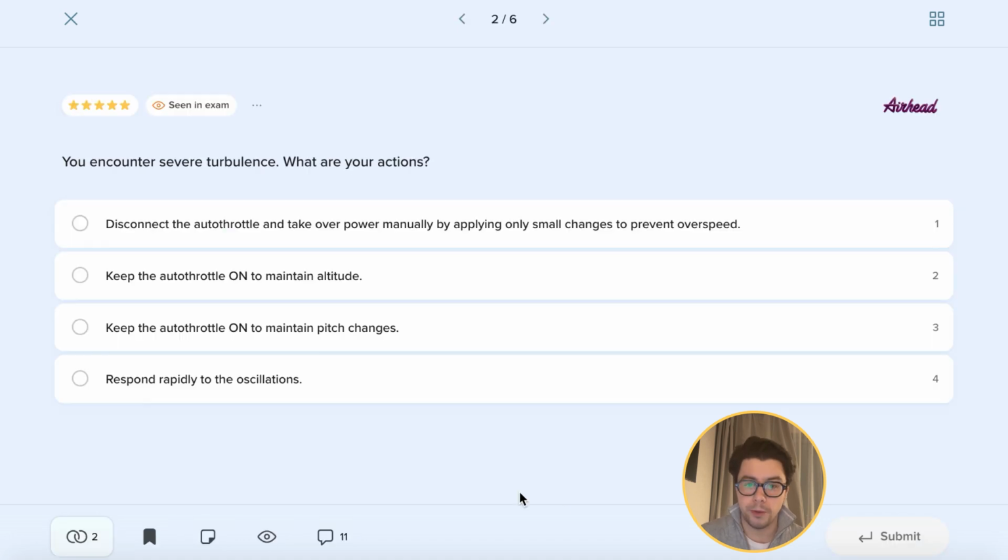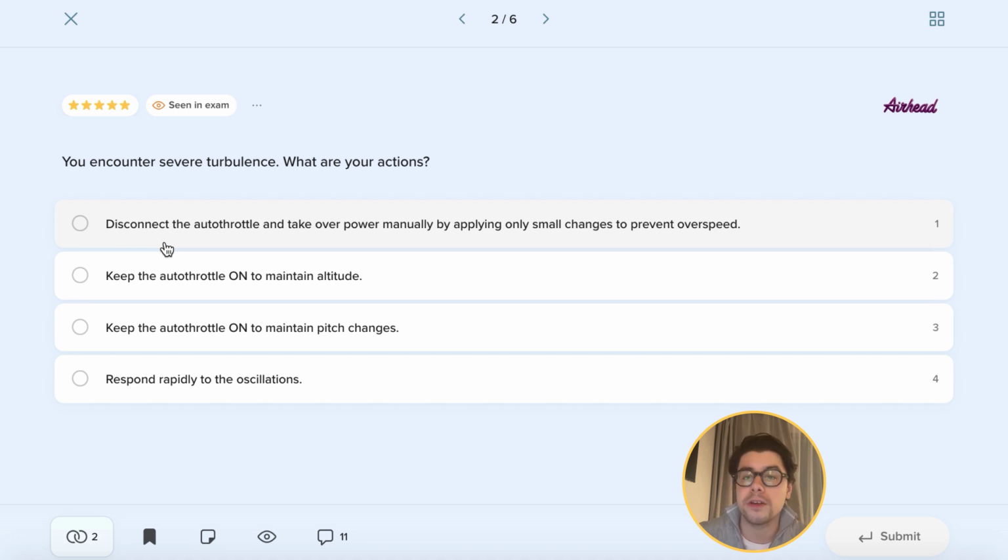For question number 2, you encounter severe turbulence. What are your actions? This is a very, very similar question to the previous one. Of course, in this case, like we discussed, the Airbus recommendation for Autothrust would be to disconnect it. And although I do not know what exactly the Boeing 737 procedures will be, I will assume that it's exactly the same.